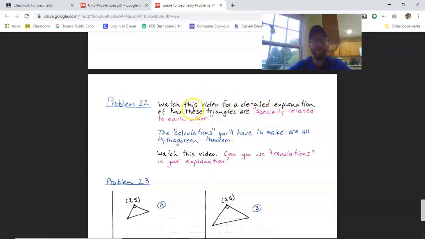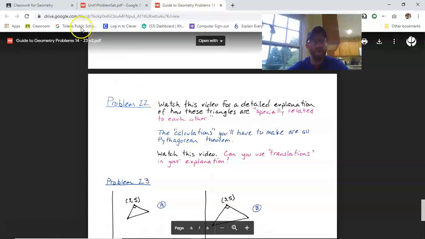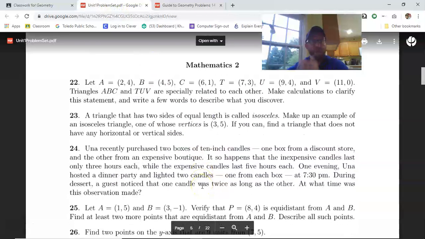There's a video here that you can watch for a detailed explanation of exactly how these triangles are related. And then the calculations you'll have to do to show that this relationship is true will be Pythagorean theorem. You're going to be calculating the lengths of the sides of the triangle. And then, in the second video, we'll talk about translations. And bonus if you can bring this idea of translations into your discussion of the relationship between these two triangles.